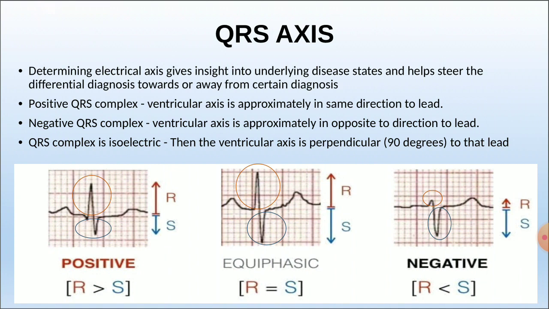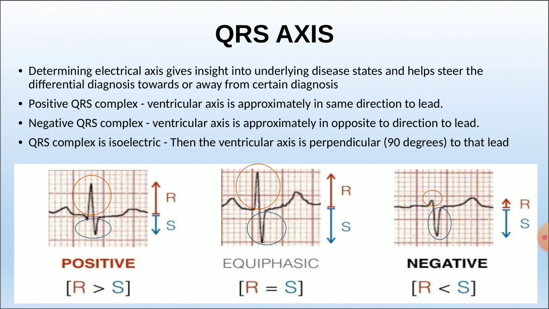Here, coming to the first ECG image, you can see the most part of the QRS complex is above the baseline, showing positive deflection, which is marked with a red circle and denotes the R wave, and the minimal part of the QRS complex is below the baseline, showing negative deflection, which is marked with a blue circle and denotes the S wave. Here the height of the R wave is more than the depth of the S wave, hence it is a positive QRS complex.